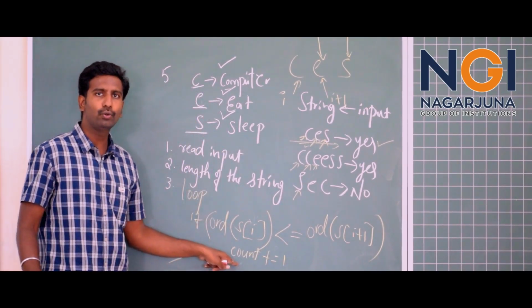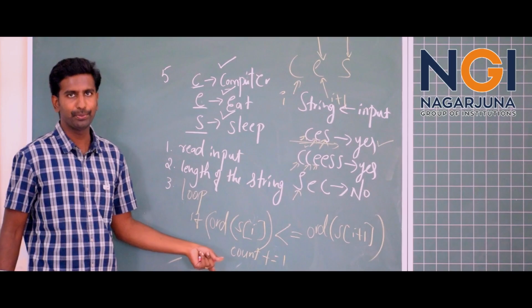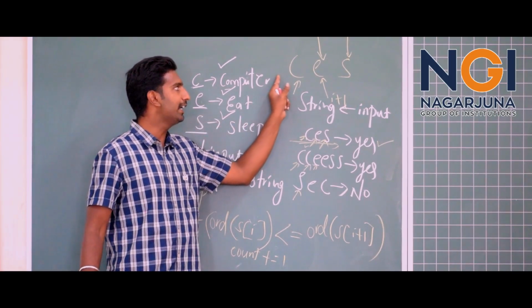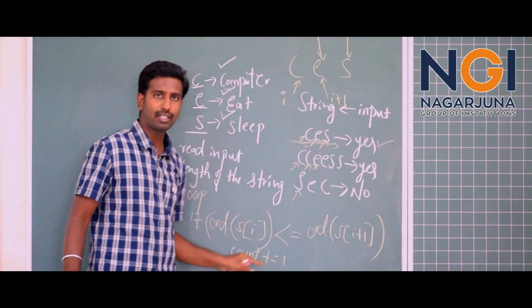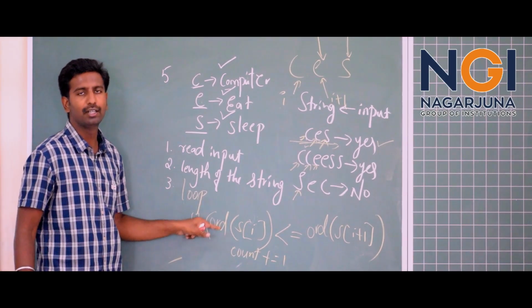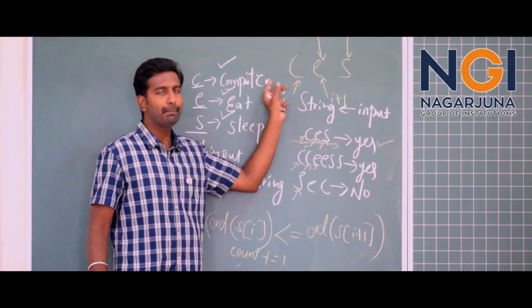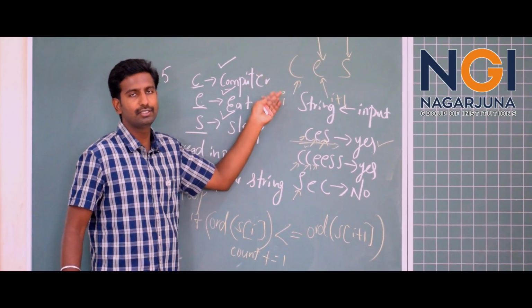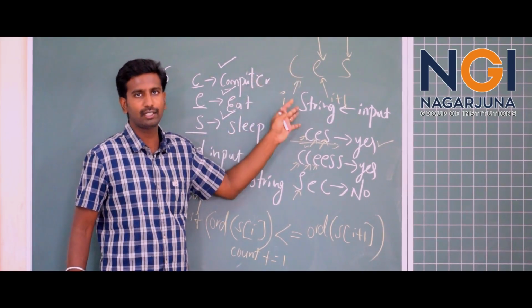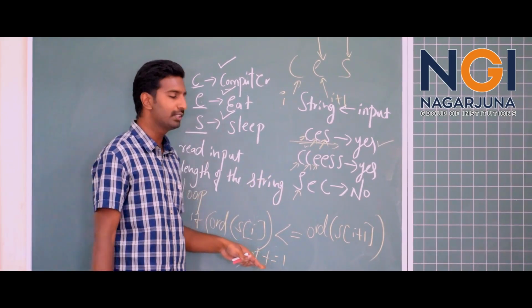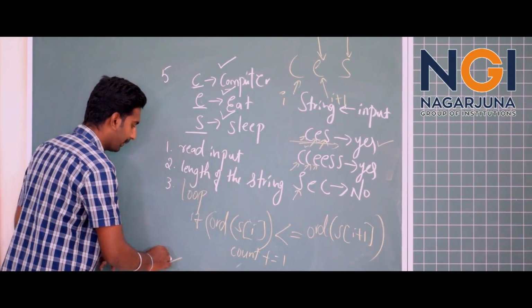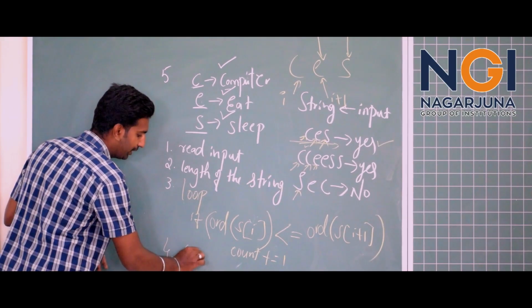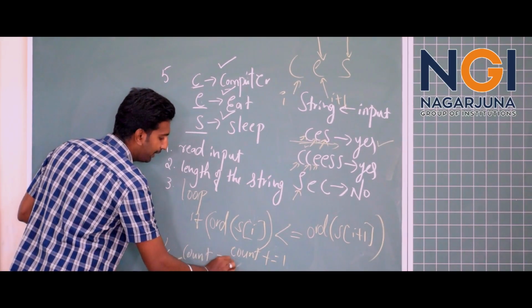Why am I using the count variable? I am not printing yes unless this condition is satisfied for all the elements. So until the loop is completed, it should count the number of possible cases where the ASCII value is less than or equal to the ASCII value of the next character. We need to count. After counting, once this portion is done, the next step is to check whether my count is equal to n minus 1 or not.